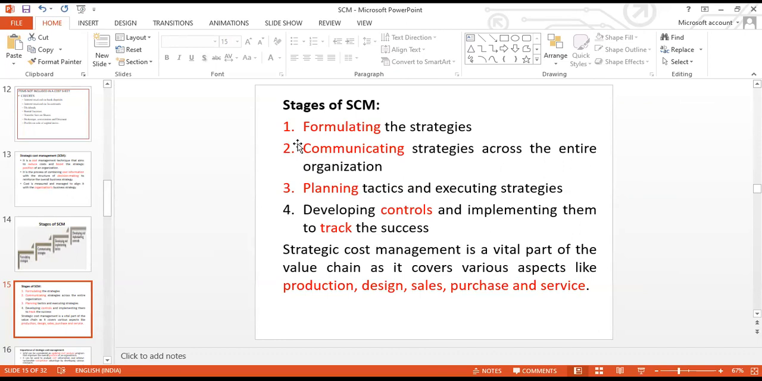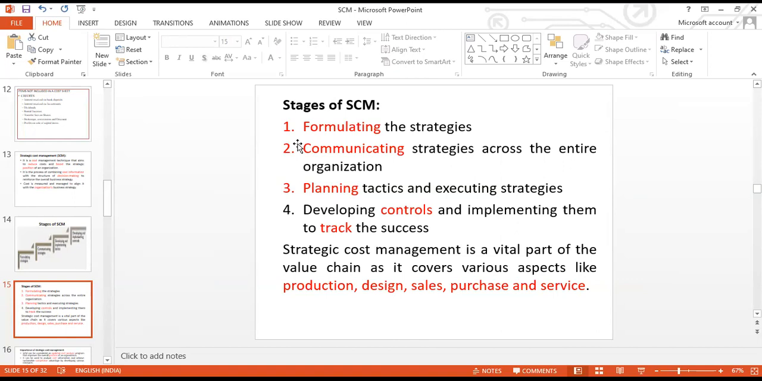Okay. So strategic cost management is the vital part of the value chain. It covers what? It covers your production activity, design activity, sales activity, purchase activity, and service after sales. If we keep a clear cut watch on this activity, definitely we will reduce the cost, we will control the cost, we will manage the cost. And by keeping the watch on this activity, we will increase our profitability level. So these are the stages in strategic cost management.